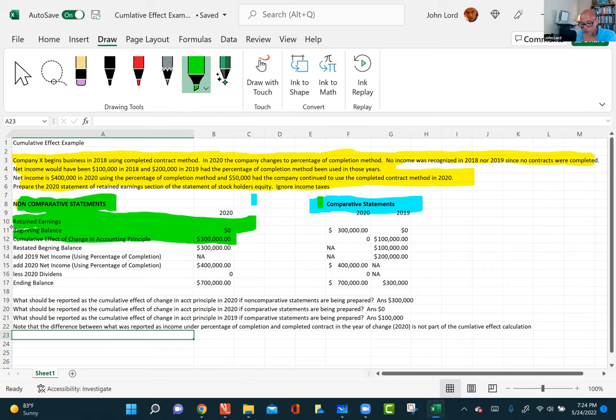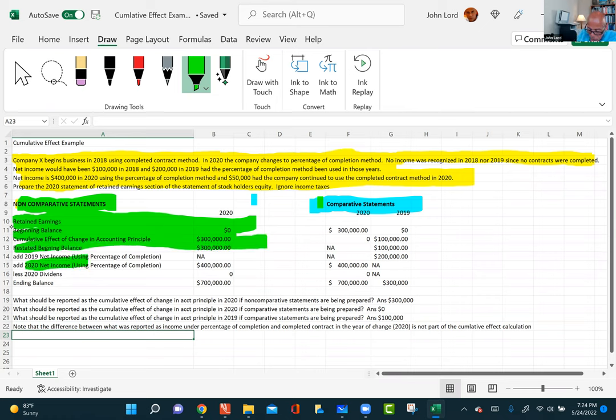That's the $100,000 more of income we would have had in 2018 and the $200,000 more of income we would have had in 2019. And guys, I'm ignoring income taxes here. All this would have been net of tax, right? But I'm just ignoring income taxes. And so the cumulative effect is what? $100,000 from 2018, $200,000 from 2019 is $300,000. I have the restated beginning balance of $300,000.